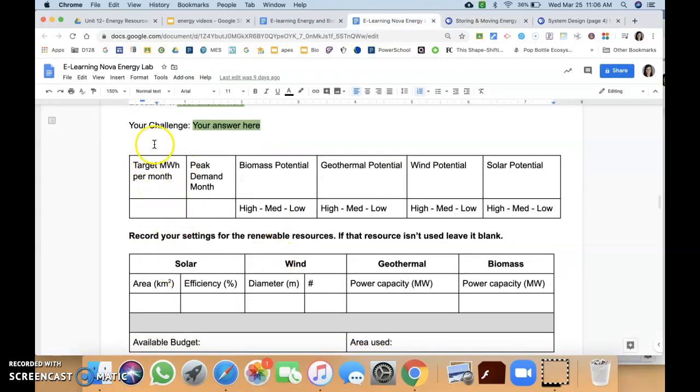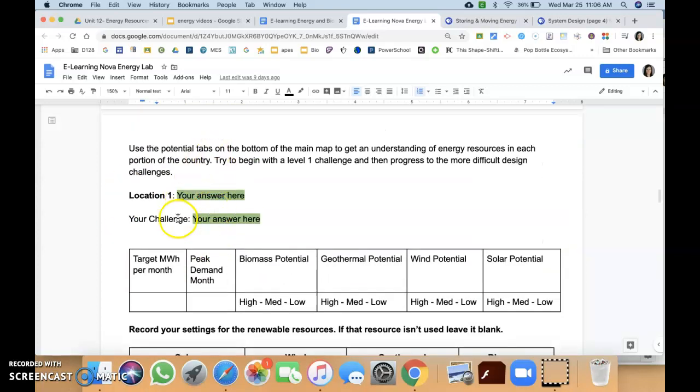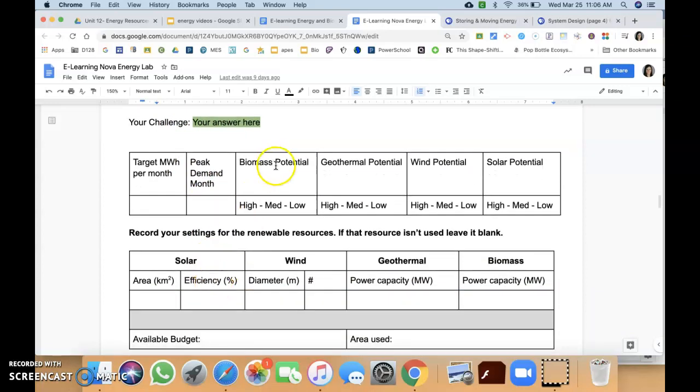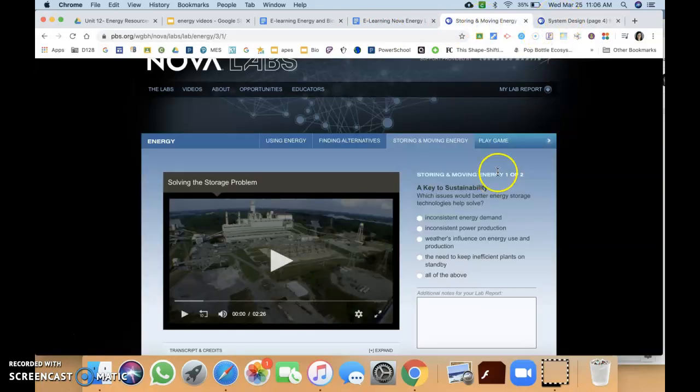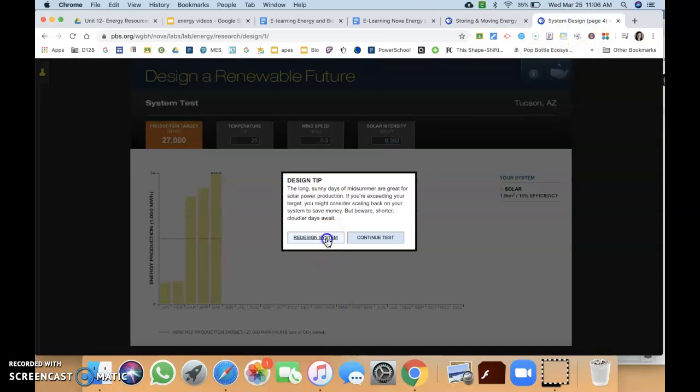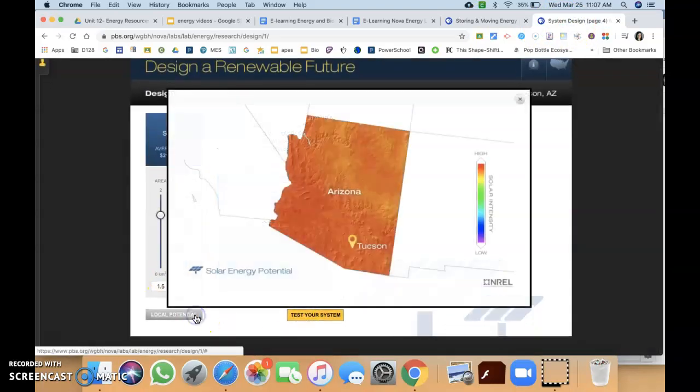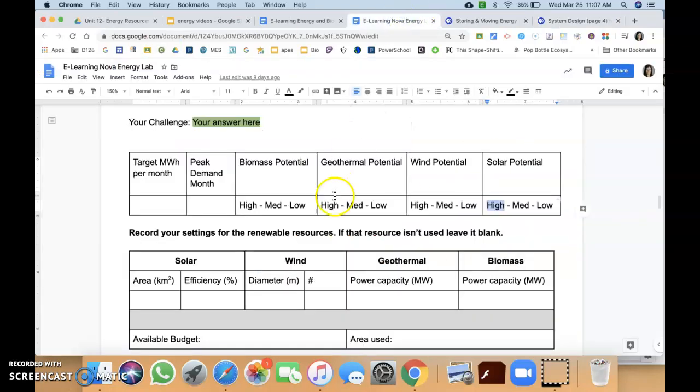Make sure as you're going through this, though, you have your targets, energy per month, and your peak demand month, which we already know in Arizona was going to be August. The biomass potential, we don't have that for Arizona. We don't have geothermal, we don't have wind, but we do have solar. And it has a high potential for the use of solar. So I would highlight the high as opposed to the medium and low. You can get all that information as you start to design your program and take a look at the local potential bar down here. We know obviously it's in the orange, which would be on the higher end.